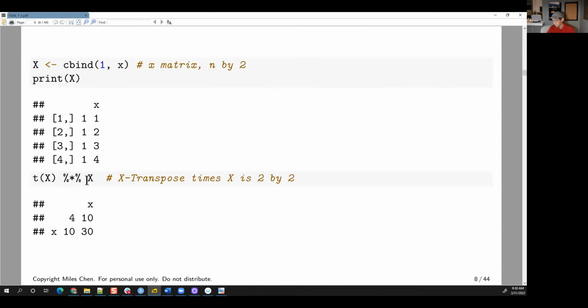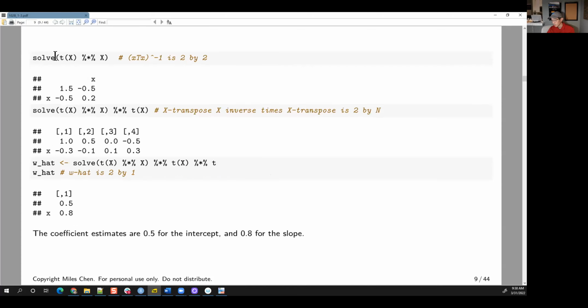So I have X transpose X. If you do X transpose X, you're going to get a 2 by 2 matrix, 4, 10, 10, and 30. And then we're going to inverse it. The inverse operation in R is solve. So we have X transpose X inverse. That's going to be solve this. This is going to be another 2 by 2 matrix.